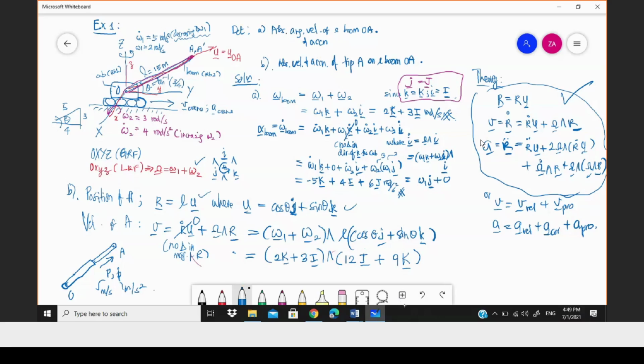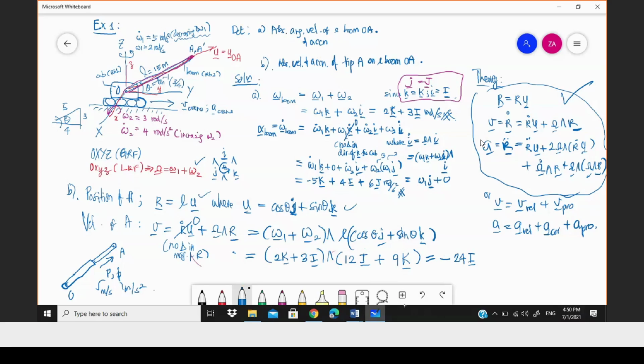Okay, the cross product. So you have 2k cross with 12j. So you have k cross j, opposite, so you get negative i. The unit vector is going to be i, and then you have 2 times 12, which is 24. Then you have 2k crossed with 9k, which is 0, so no need to write.